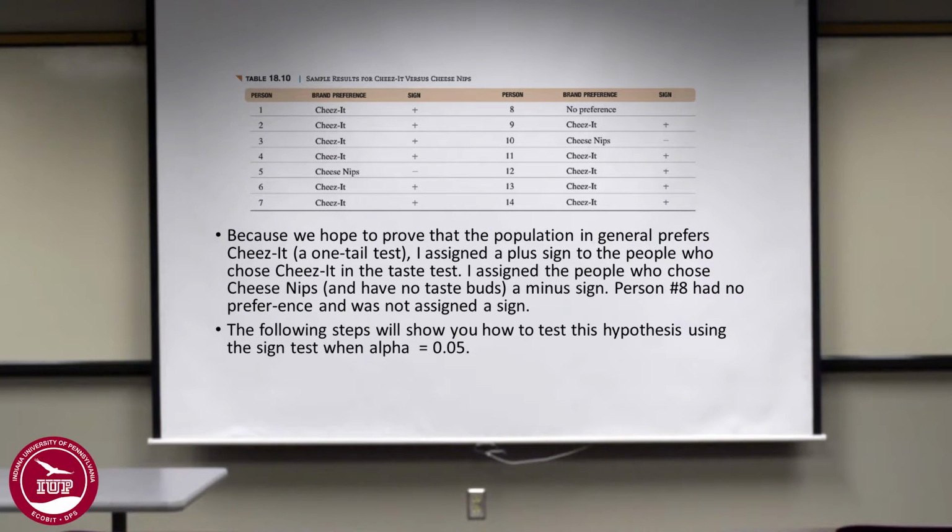Because we hope to prove that the population generally prefers Cheez-It, a one-tailed test, I assign a plus sign to the people who choose Cheez-It in the test. I assign a minus sign to the people who choose Cheez Nip. Person number 8 has no preference and was not assigned a sign. The following steps will show you how to test this hypothesis using the sign test when alpha equals 0.05.